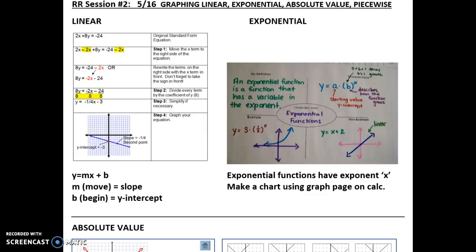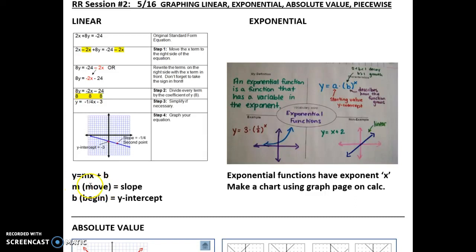When we talk about all of these types of graphs, remember that our job is always to get y by itself first. So beginning with the most basic and the one that we are very, very good at, the linear functions. If we start out with an equation that looks like this, 2x plus 8y equals negative 24, remember you want to get y by itself. Once you get y by itself, it's in the y equals mx plus b form.